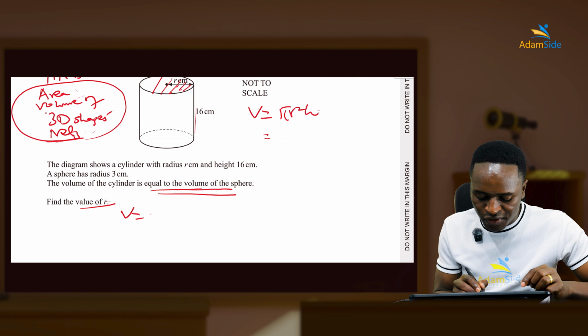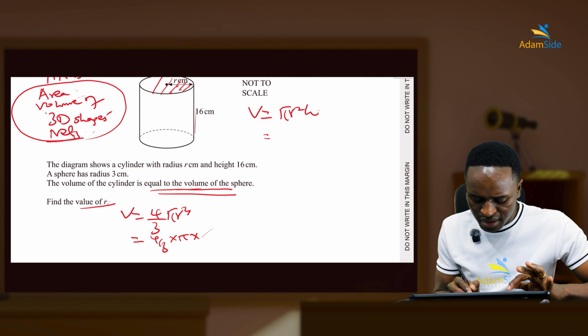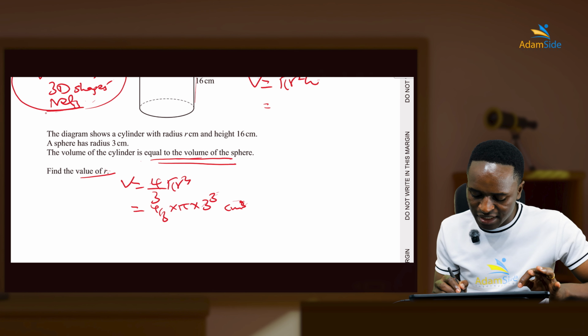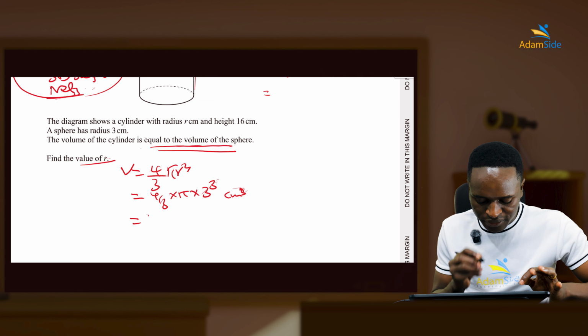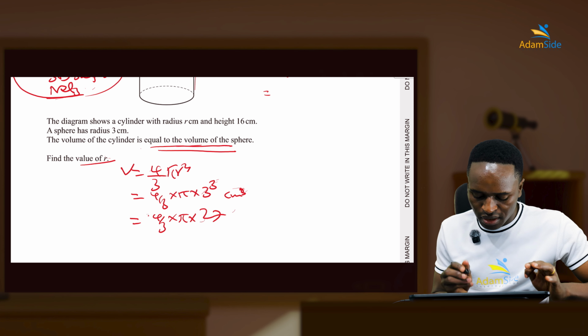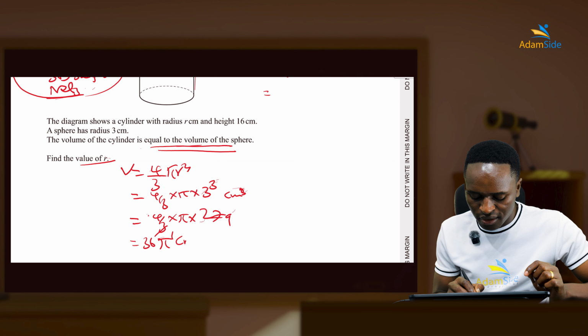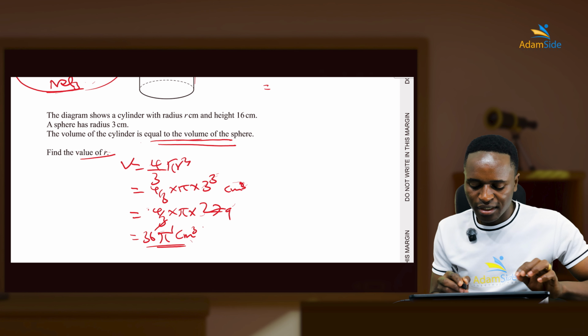Now we know the volume of a sphere is 4/3 pi r cubed. We've been told that the sphere has radius 3 centimeter, so 4/3 times pi times 3 cubed. What do you get in that case? 4/3 times pi times 3 times 3, 9. 9 times 3, 27. 3 into 27 gives 9, so here we get 36 pi cubic centimeter.